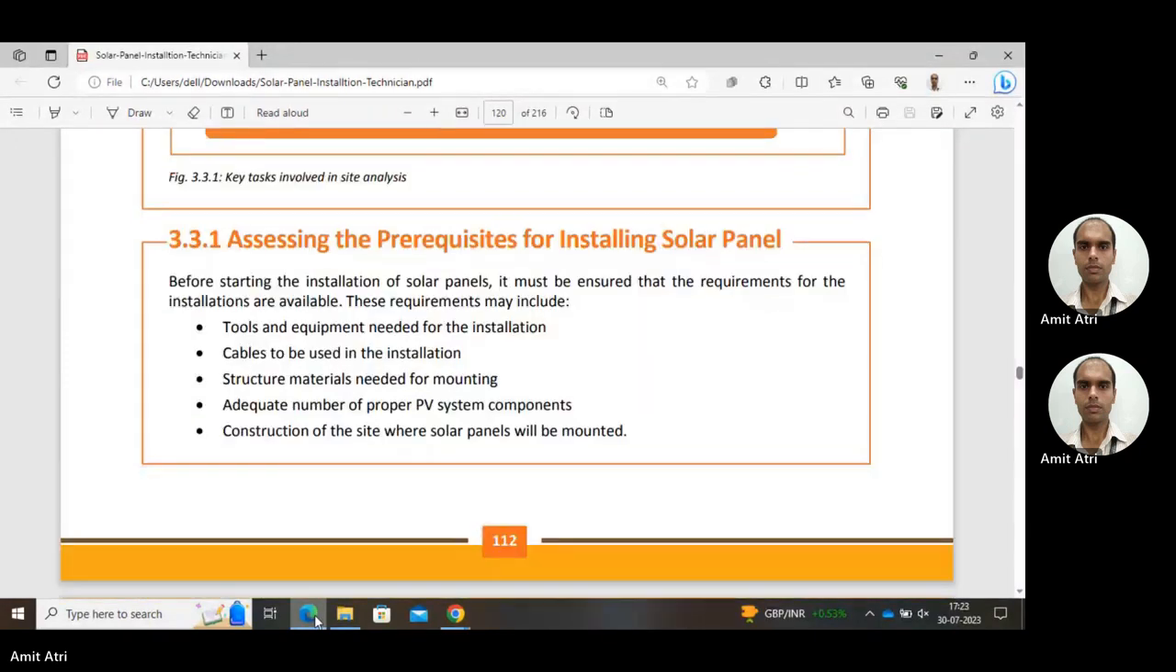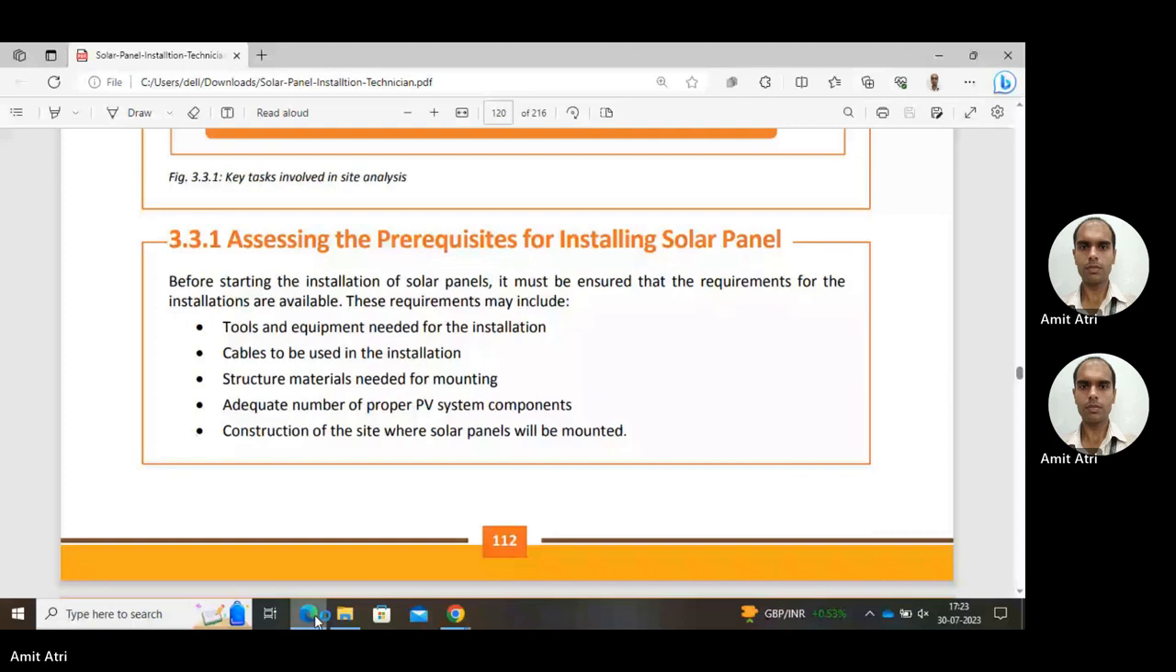Now coming to the first topic, 3.3.1 under this unit: assessing the prerequisites for installing solar panels. Before starting the installation of solar panels, it must be ensured that the requirements for the installation are available. So what are the requirements? These are listed here: tools and equipment needed for the installation, cables to be used in the installation, structure materials needed for mounting, an adequate number of proper PV system components, then construction of the site where solar panels will be mounted.